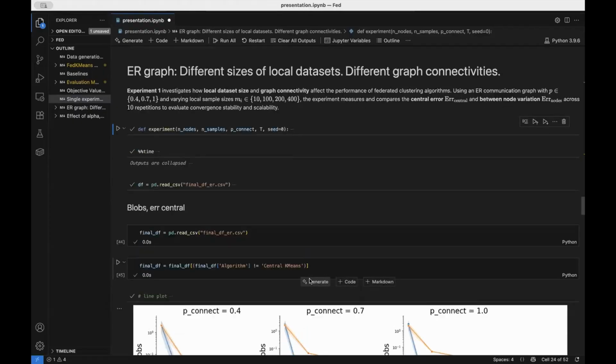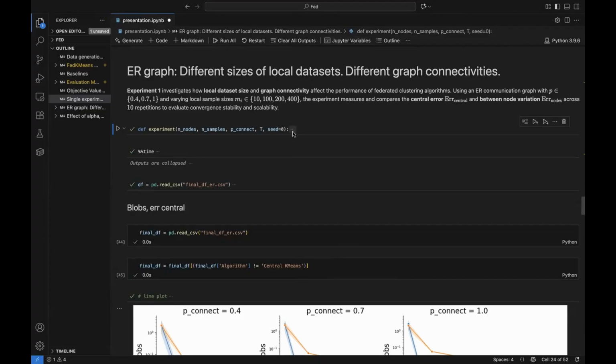Hi. So after doing the experiment just one time, we redo the same with different values for the connectivity of the Erdős-Rényi graph and for varying local sample size for every device in the dataset. So for every value of the parameter we redo the experiment 10 times, and these are the results.